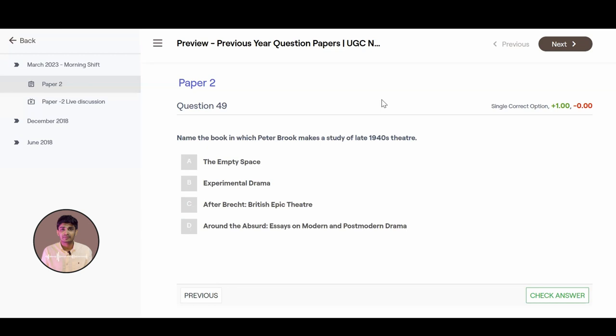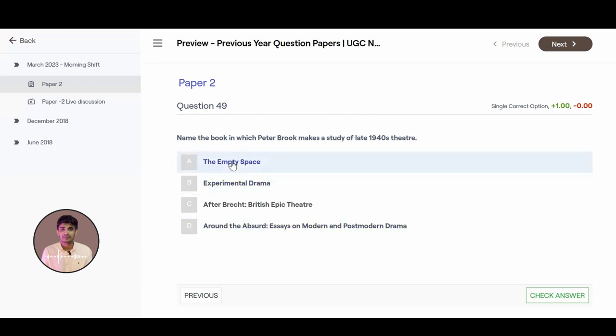Try to eliminate first. If you can obviously eliminate one or two options, that leaves us with only 50% of the options. So your probability increases. So try to eliminate first. If even that is not possible, try to take a free hit. C and D.